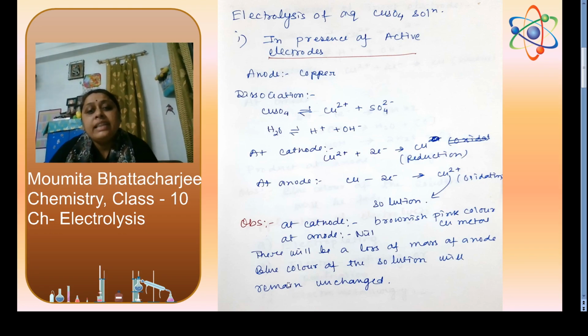That means copper sulfate is dissociating to form Cu2+, which is blue in color, and this Cu2+ is moving to the cathode, making the solution colorless. But again, this Cu2+, which is forming at the anode, is coming back to the solution to make the solution blue. So we can say that the blue color of the solution will remain unchanged.